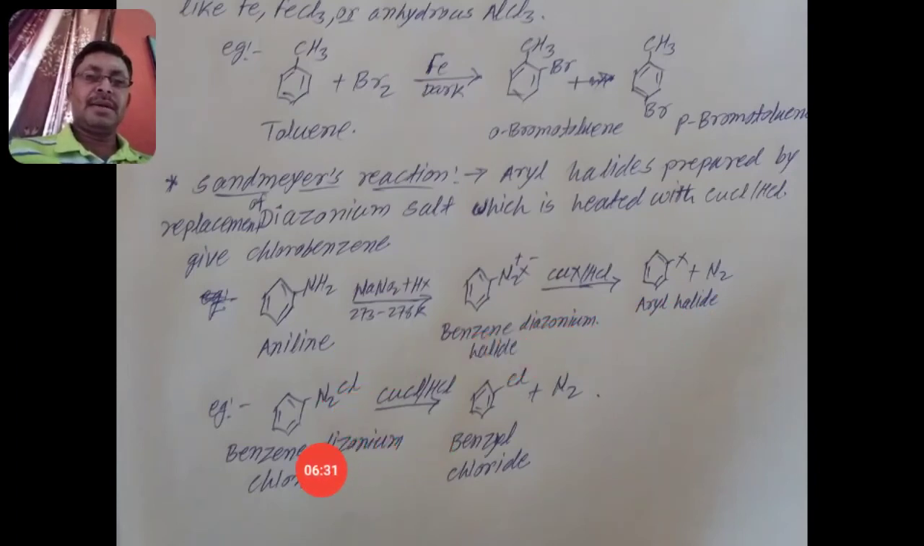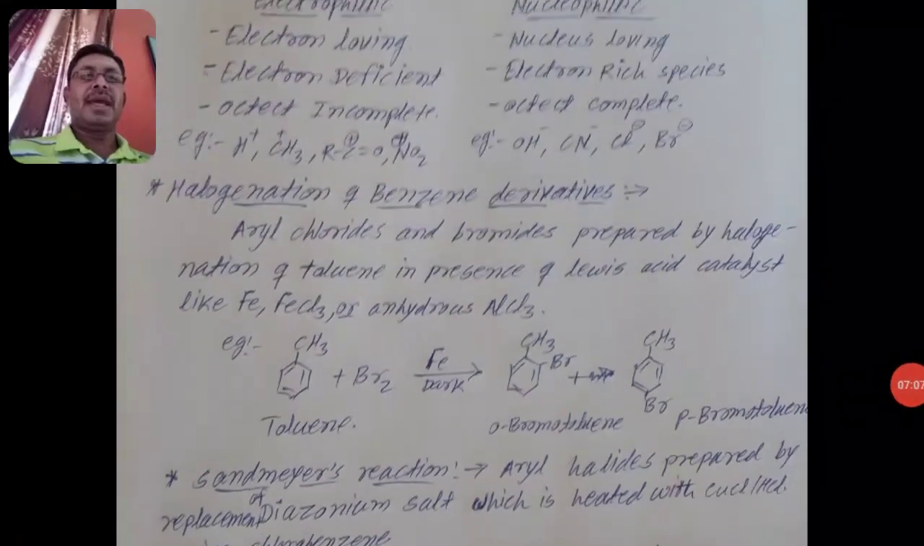See here the example, that is benzene diazonium chloride, that is N2Cl. In the presence of CuCl and HCl, we get chlorobenzene plus the byproduct nitrogen gas. In place of that, if you want to prepare bromobenzene, then you must take benzene diazonium bromide with CuBr. Then we get bromobenzene. In this way, we can prepare aryl halides by electrophilic substitution reactions.